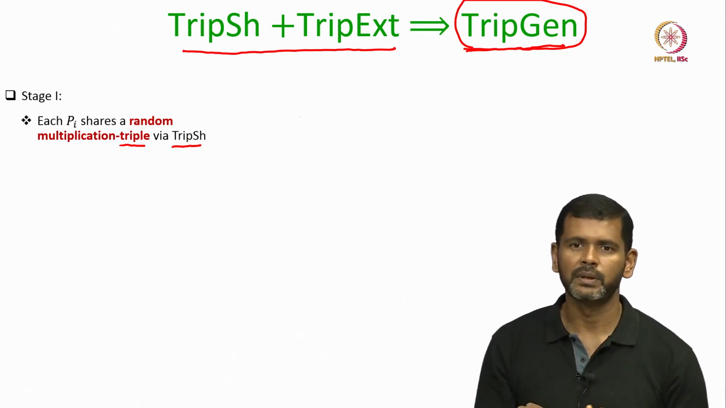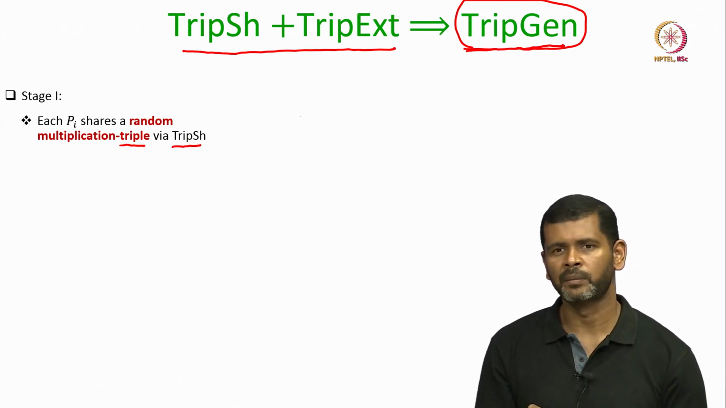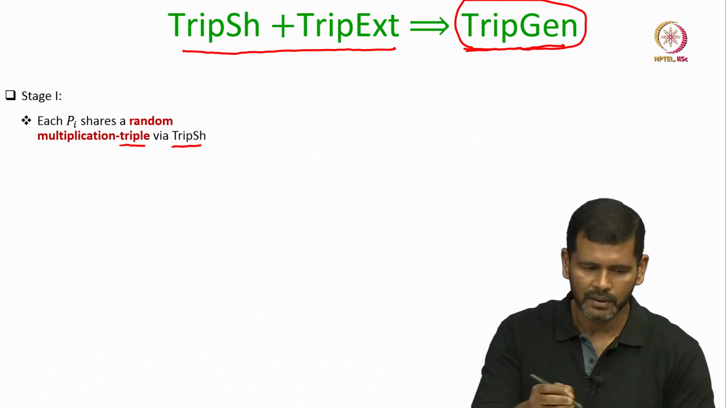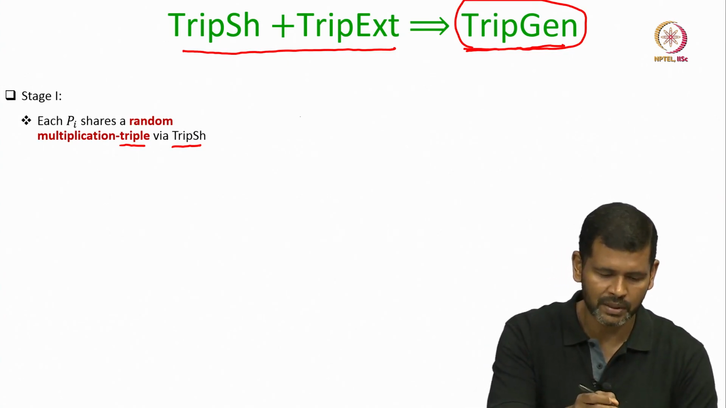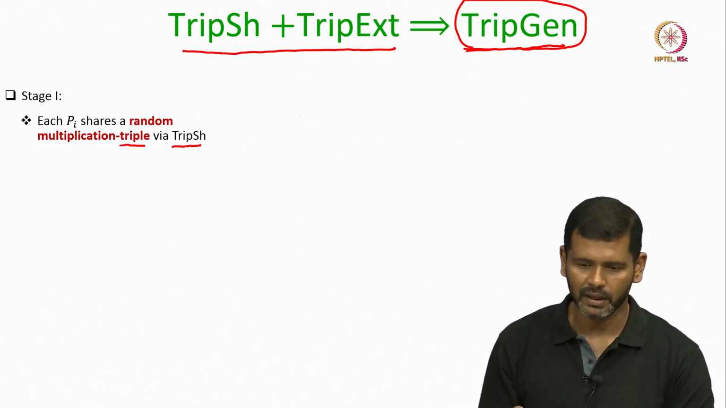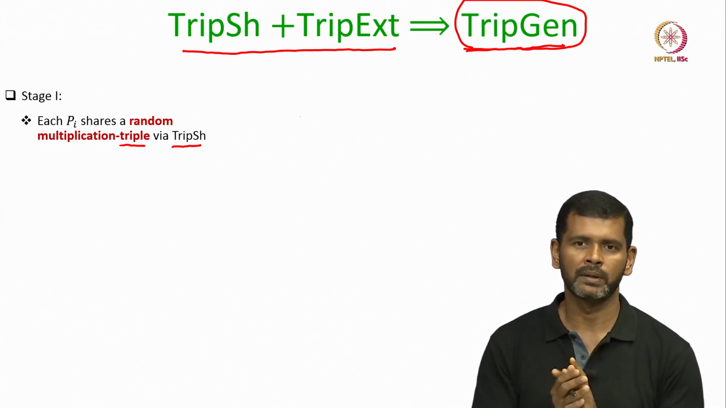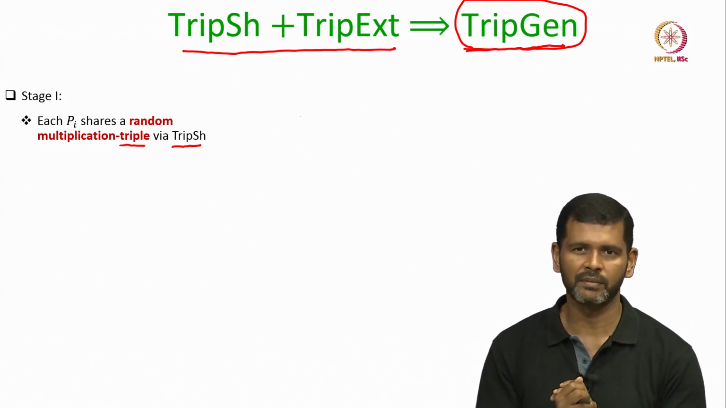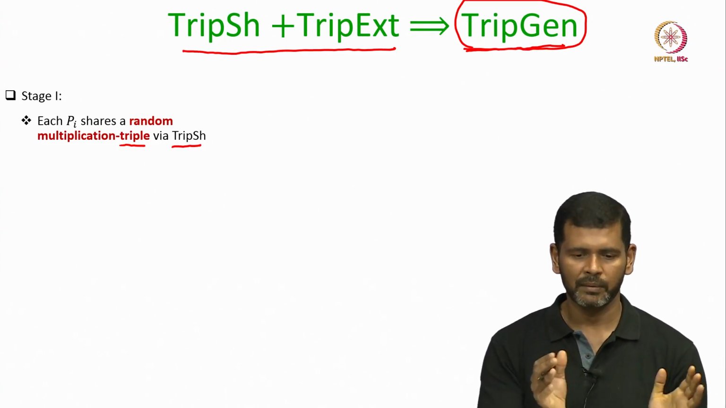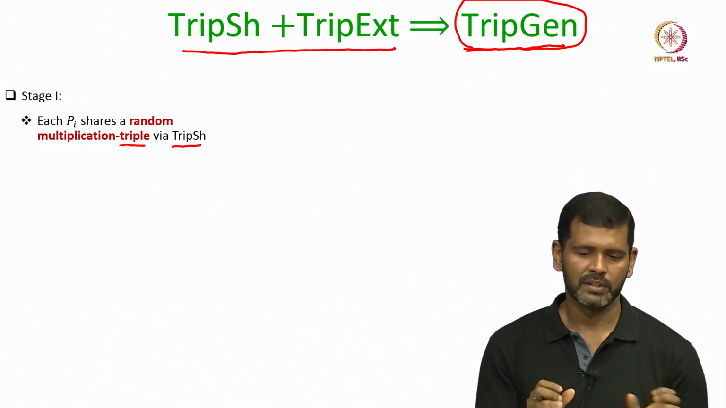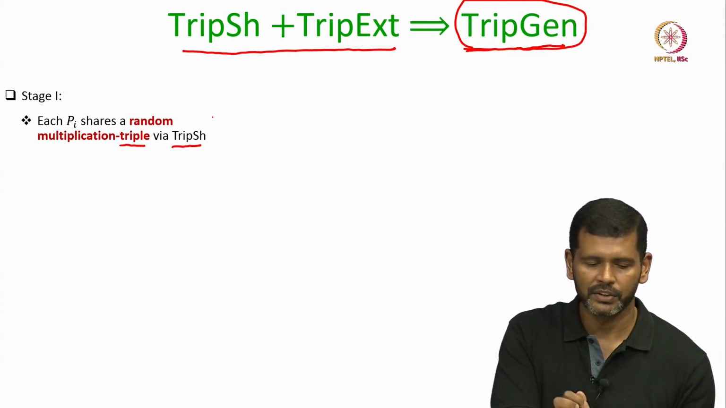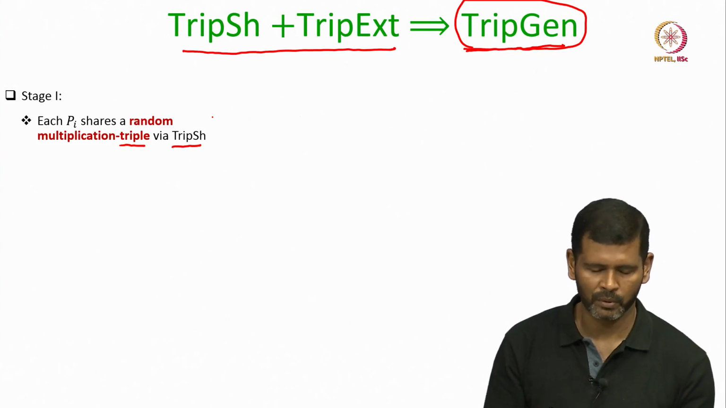I am explaining the triple generation protocol assuming that the goal of the pre-processing phase is to generate only k triplets. We will see how many triplets we can generate by combining stage 1 and stage 2. Then, if the goal is to generate Cm number of random multiplication triplets, where Cm is the number of multiplication gates in the circuit which the parties want to compute, we have to see how many times this stitching has to be done. In stage 1, each party will be acting as a dealer and secret sharing a random multiplication triplet.